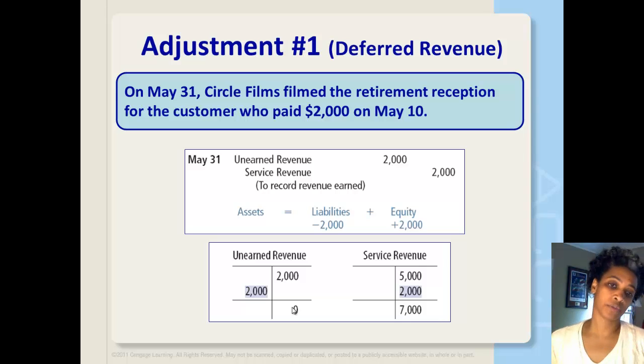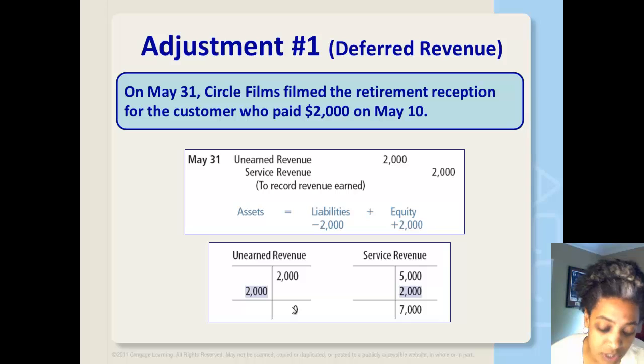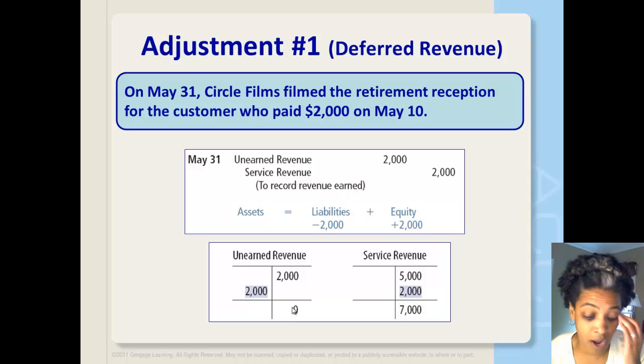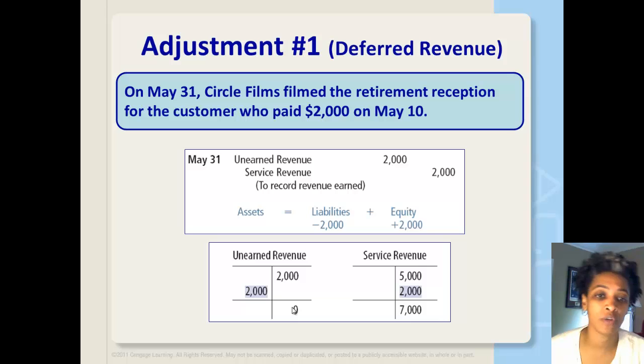So now let's go through some adjustments. On May 31st, Circle Films filmed the retirement reception for the customer who'd paid that $2,000 deposit on May 10th. So Circle Films has now filmed the retirement reception, so it no longer has a liability to that customer. It has a revenue instead. However, the trial balance still shows the $2,000 liability. So we need an adjusting entry to adjust the liability down and the revenue up. So that's adjusting entry number 1, which is for deferred revenue. So we're recording revenue that was actually earned.